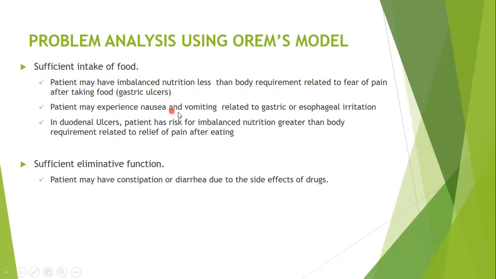Patients may experience nausea and vomiting related to gastric or esophageal irritation. Then in duodenal ulcers, the patient has risk for imbalanced nutrition, greater than body requirement, related to relief of pain after eating. So you've analyzed this particular need and indicated the problems the patient will have with meeting it. I just want to guide you that this is how you go about writing a problem analysis.